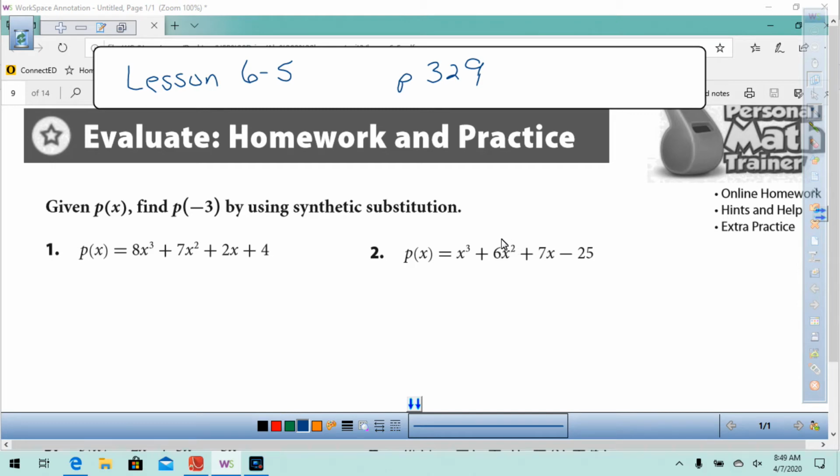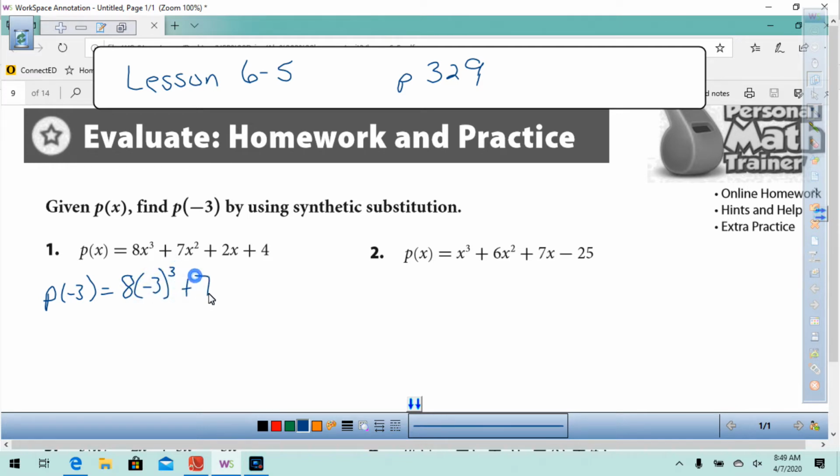Lesson 6.5, page 329. It says, given p of x, find p of -3 by using synthetic substitution. Okay, so we're going to say p of -3 equals 8 times -3 cubed plus 7 times -3 squared plus 2 times -3 plus 4.